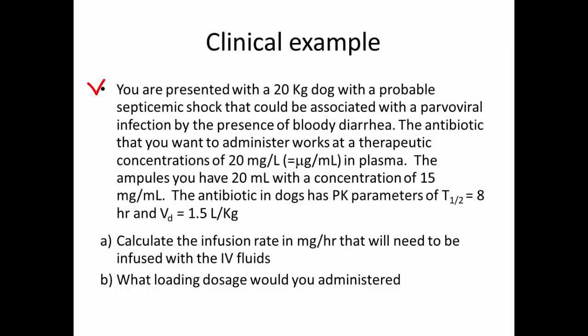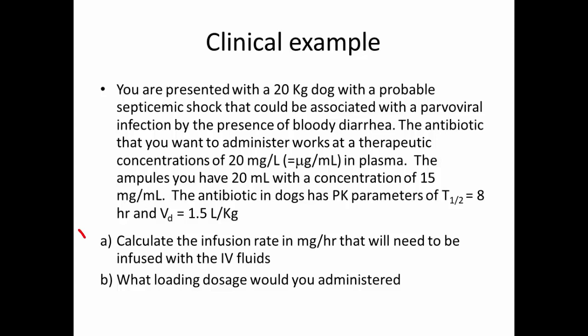Let's assume that you're presented with a 20 kilogram dog with a probable septicemic shock that could be associated with a parvoviral infection by the presence of bloody diarrhea. The antibiotic that you want to administer works at a therapeutic concentration of 20 milligrams per liter in plasma, and you have ampules of 20 mils with a concentration of 15 milligrams per mil. So for this antibiotic, the pharmacokinetic parameters that the formulary tells you are a half-life of 8 hours and a volume of distribution of 1.5 liters per kilogram.